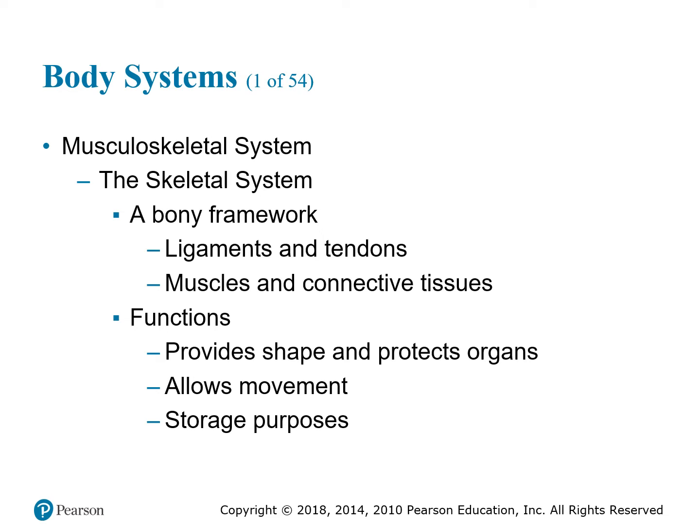It protects vital organs. Imagine if we didn't have a skull, what kind of trauma our brain would be exposed to if it was unprotected by that bone. Imagine if you didn't have a rib cage and you took blunt trauma to the chest, what that would mean for those vital organs underneath. So it provides some protection. It allows for movement of the body.